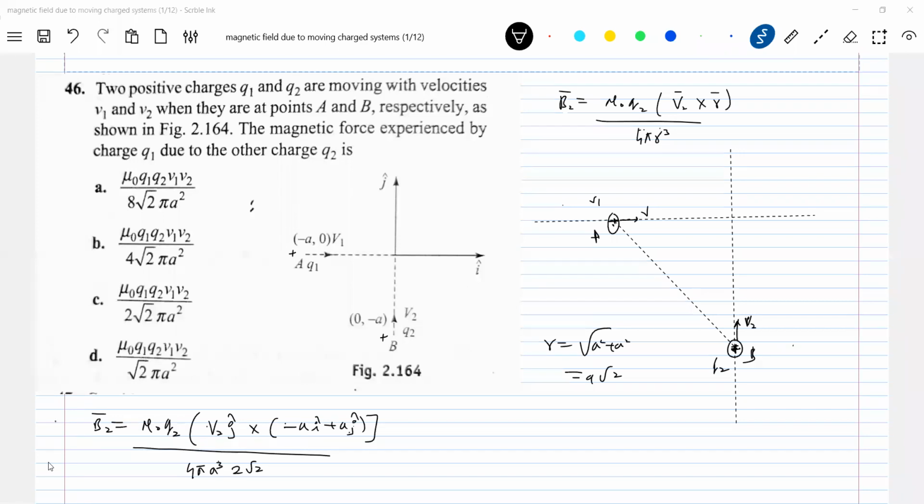So B2 is equal to mu naught Q2 over 8 root 2 pi A cube, times j cross i minus k, times V2 A cap. j cross j will be 0. Okay, this is the value of the magnetic field. So mu naught Q2 V2 by 8 root 2 pi A square.